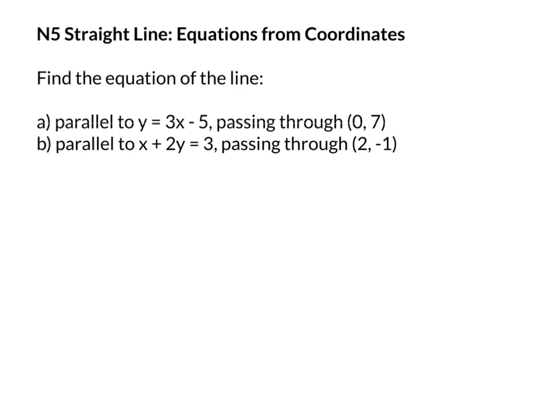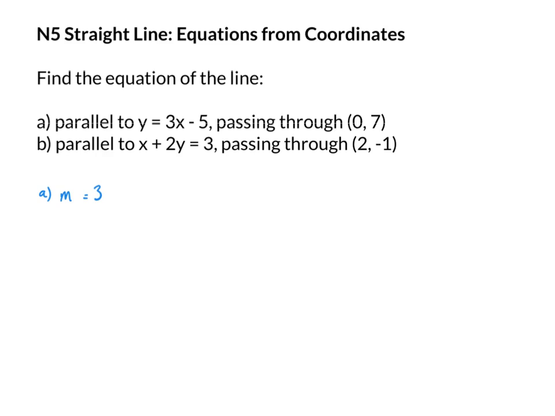Last but not least, we've got these two questions here. Find the equation of the line parallel to y equals 3x minus 5 passing through 0, 7. We have not been explicitly told what the gradient is. However, we should know if lines are parallel, their gradients are equal. Y equals 3x minus 5. The coefficient of x is 3. So the gradient is going to be 3.